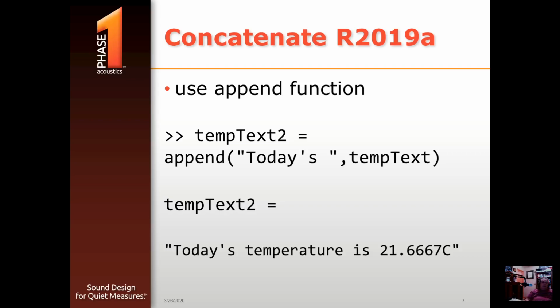So take a moment and think about this, right? Are you happy with that format? You may want to include a space after 21.667, in between the number and C. Think about how would you do that? How would you include a space between the number and C?